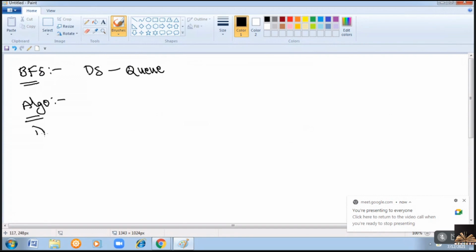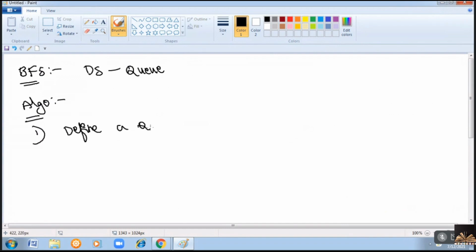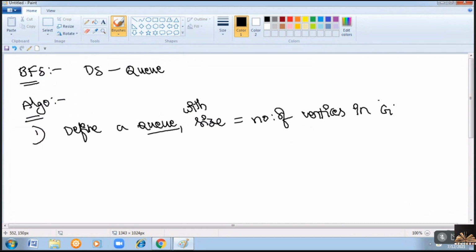Now we'll see what are the steps we'll use. So first we need to define a Q. You have to define a Q and the size of the Q. The size of the Q is equal to the number of vertices in the graph.